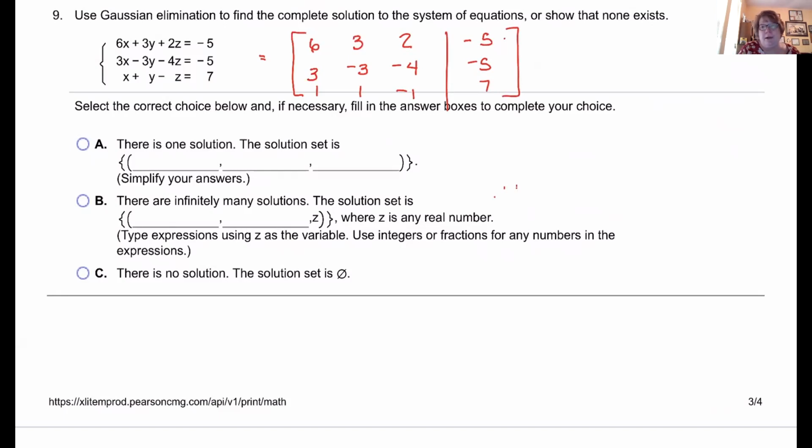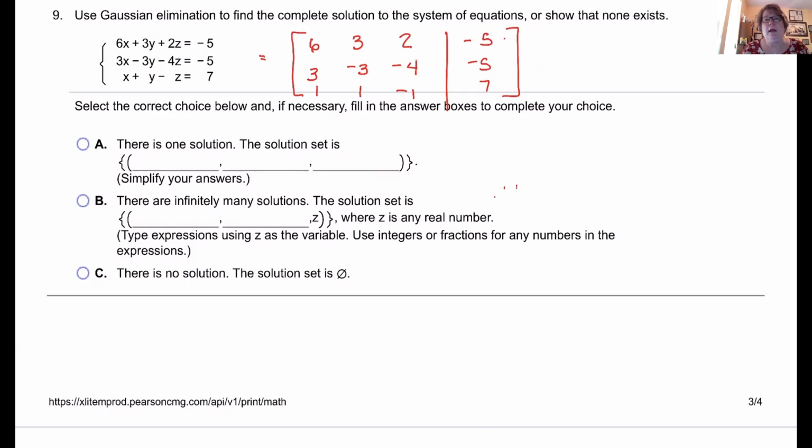There's no vertical bar in your calculator. You're just going to kind of ignore that when you put this in your calculator. Let me do a quick check here. I should have in my first row 6, 3, 2, -5. Second row should be 3, -3, -4, -5. And the third row should be 1, 1, -1, 7. So I am good to go to my calculator and input this augmented matrix and use Gauss-Jordan elimination.